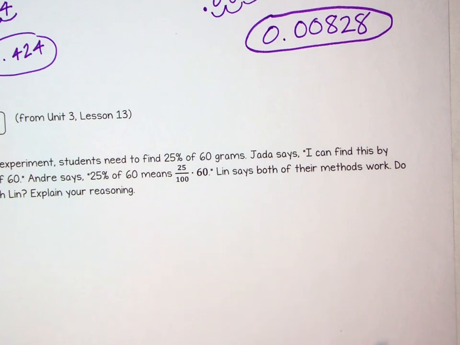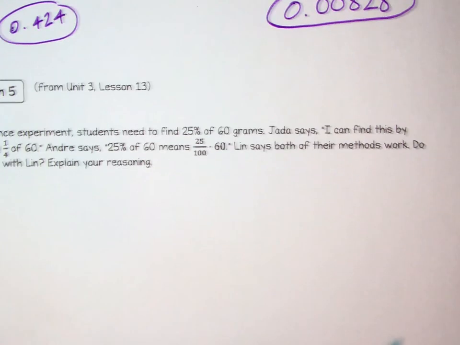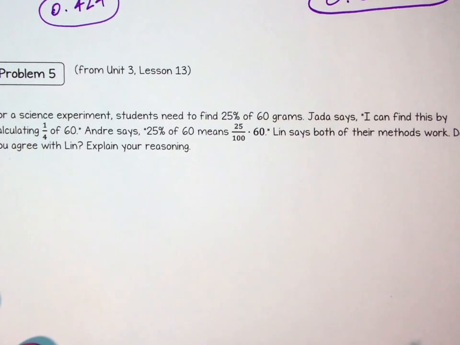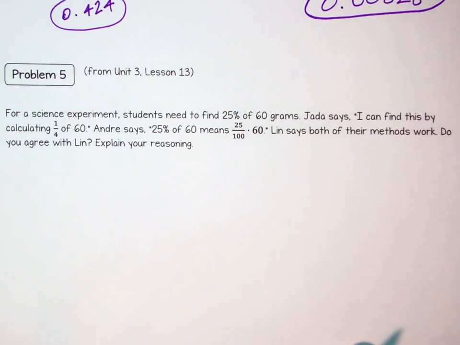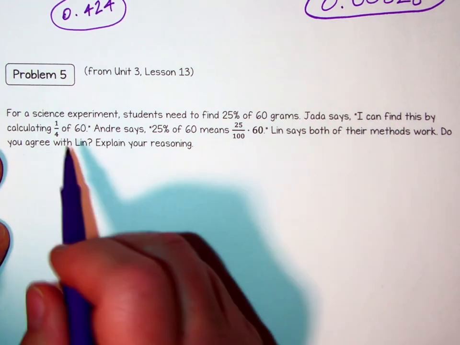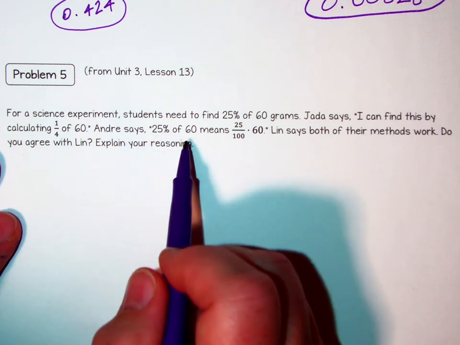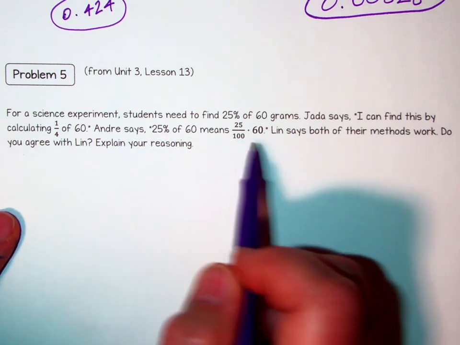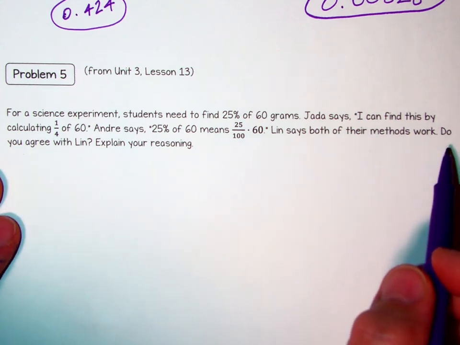From Unit 3, Lesson 13. For a science experiment, students need to find 25% of 60 grams. Dana says, I can find this by calculating 1/4 of 60. Andre says 25% of 60 means 25 hundredths times 60. Lynn says both of their methods work. Do you agree with Lynn?